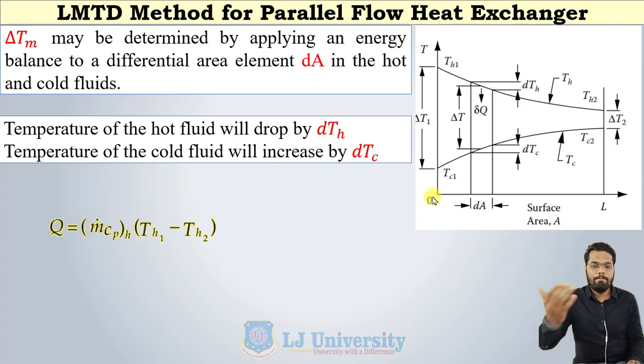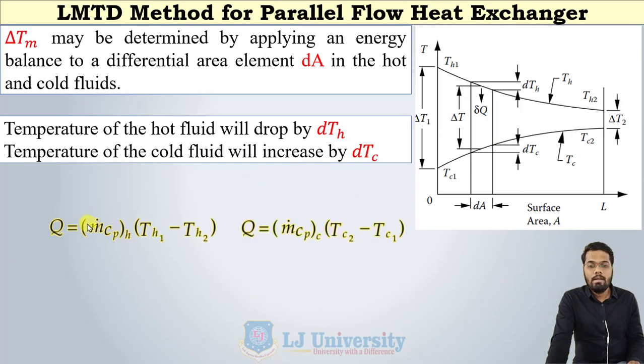Now, from our previous equations, we know that for the hot fluid we can write Q is equal to m Cp (TH1 minus TH2), the heat transfer rate of the hot fluid, the heat released by the hot fluid, which is absorbed by the cold fluid. Similarly, for the cold fluid, the rate of heat gained by the cold fluid is written as m Cp (TC2 minus TC1).